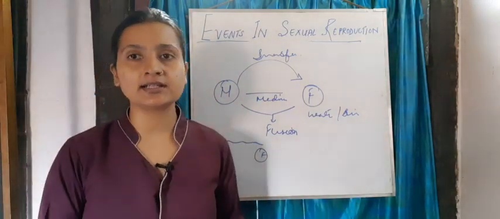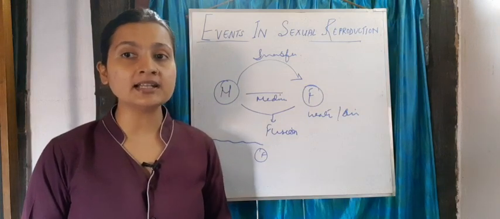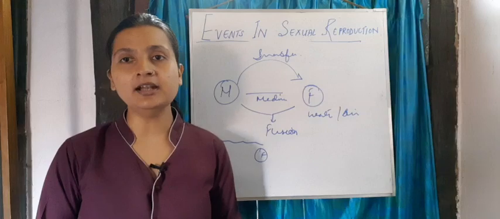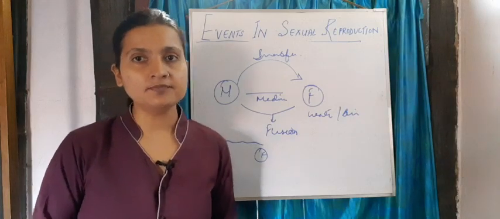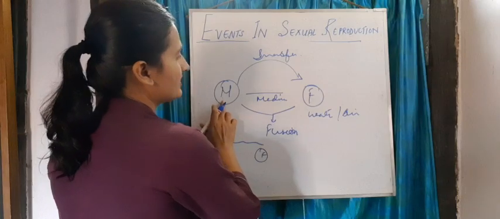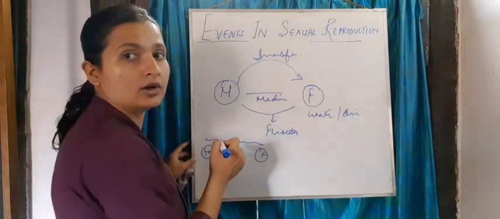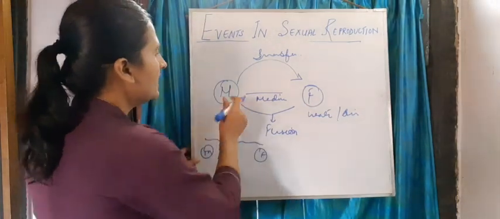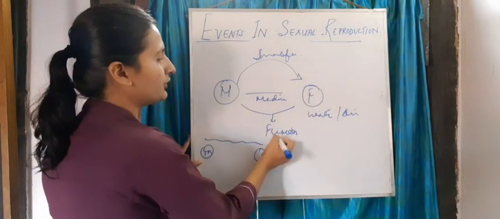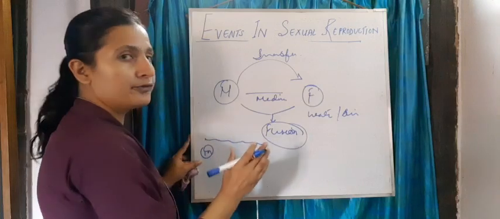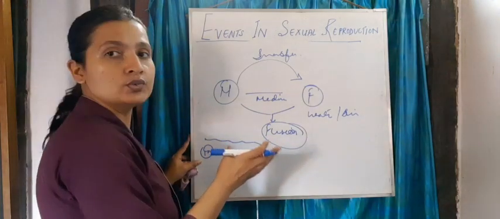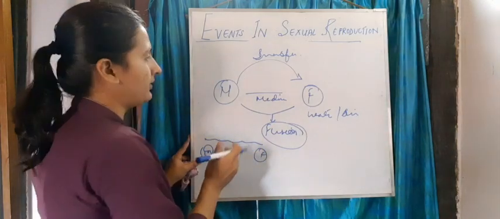As I told you, the gametes are motile. The male gametes are motile, and in some cases both male and female gametes are motile. Suppose this is male and this is female. The male has to reach here, and then only the fusion will take place. For fusion, the male and female gametes have to come together.